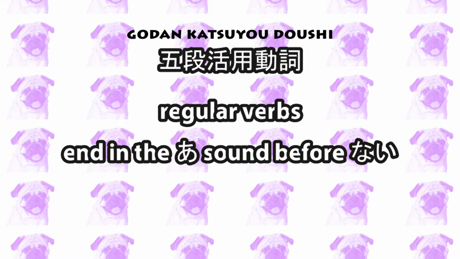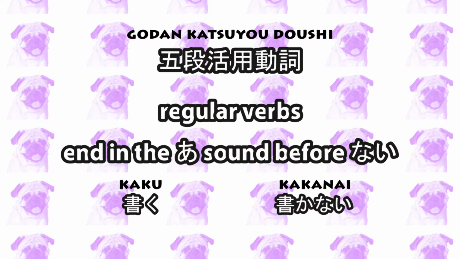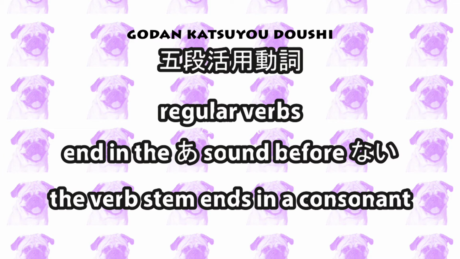the negative ない. For example, 書く is a 語段活用 verb because the negative form of 書く is 書かない and the verb ends in the "a" sound before ない. The verb stems of 語段活用 verbs also end in consonants. Let's look at another example. 行く. The verb stem of 行く is ik and the verb conjugates in the following manner.